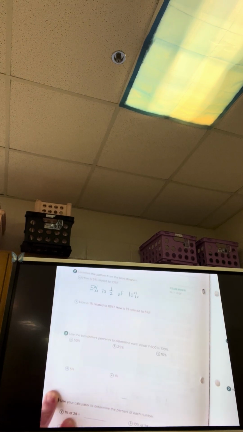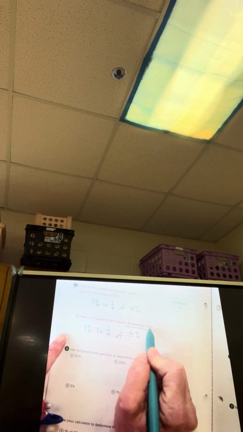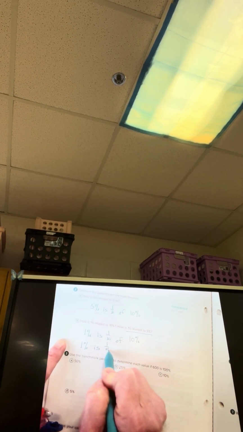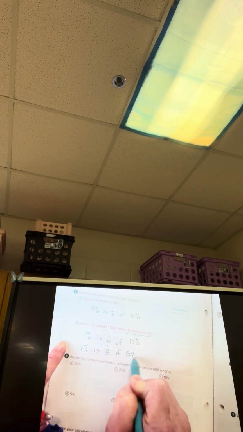So how is 5% related to 10%? Well, 5% is half of 10%, because 5 is half of 10. And how is 1% related to 10%? Well, 1%, you need 10 of them to make 10%. So it is 1/10 of 10%. Well, how is it related to 5%? How many of these do you need to make 5%? You need 5 of them. So 1% is 1/5 of 5%, okay?